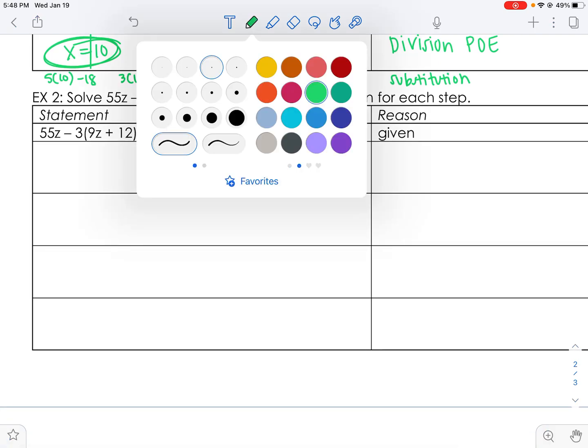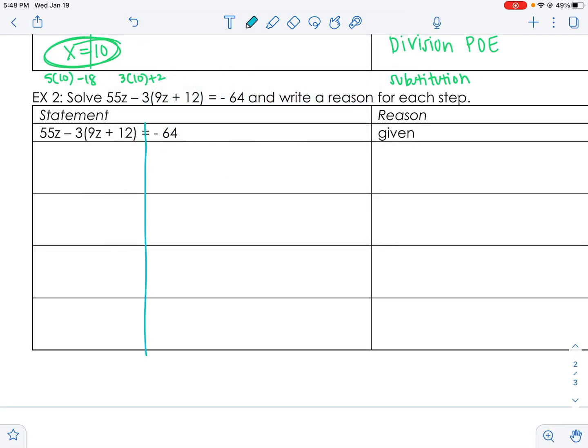Okay, now let's take a look at another one. The first thing that I'm noticing in this one is those parentheses. And whenever you have parentheses, that means distribute. So my first reason was given because they told me what to do. Now I'm going to distribute. So 55z, and if I distribute 3 times 9z, that would be minus 27z. And then minus 3 times that 12 would be minus 36 equals negative 64. What's the property? Distributive property.